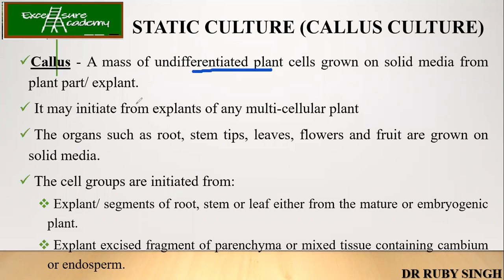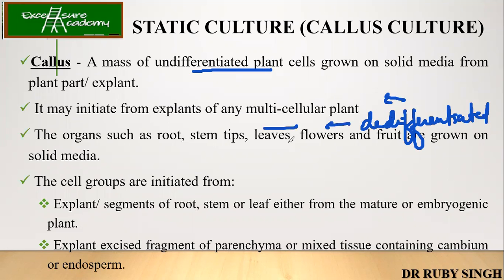ठीक है. So what happens in this? So whatever part you have used of the plant, it actually gets de-differentiated. Okay, it gets de-differentiated. That is, it goes back to the condition in which you cannot say that it is the part of the shoot or root or leaf. Okay, so that is de-differentiated. Now, this is the mass of undifferentiated plant cells which can be grown on the solid media from any part of the explant.